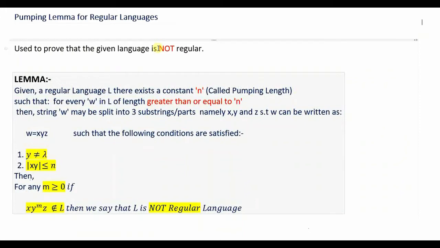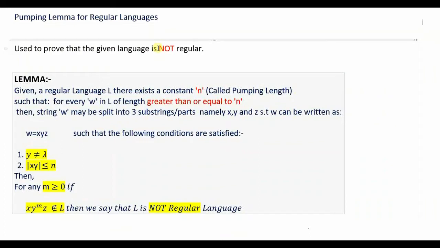Whereas, if it is asked to prove that the given language is regular, then you need not use the pumping lemma. To prove that a given language is regular, you will have to try to design a finite automaton or a regular expression. And if you are able to design a finite automaton or regular expression for the given language, you can say that the language is regular.